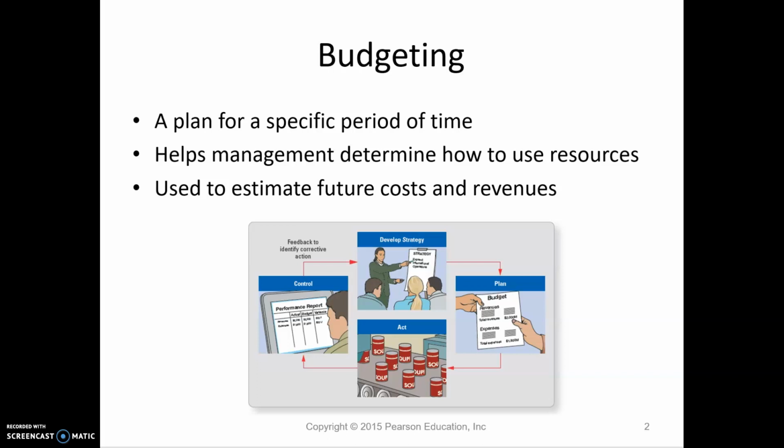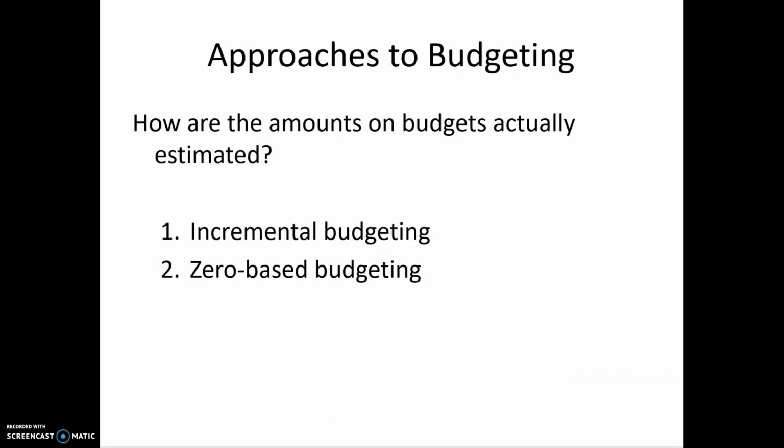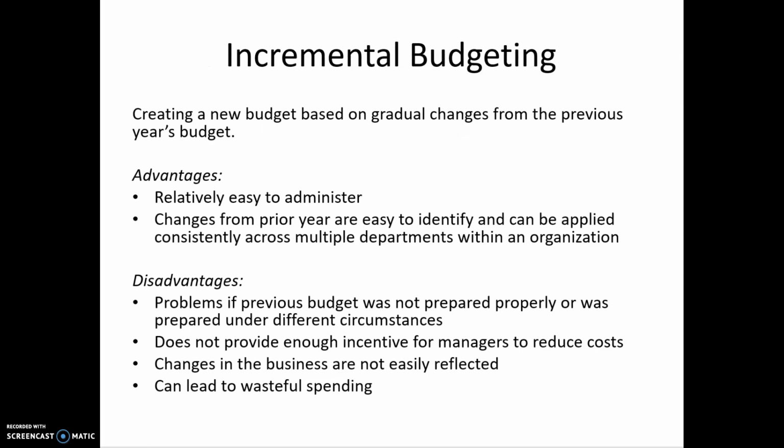They have to determine how they're going to use their resources, where the resources are going to come from. So we have to estimate our future costs and our future revenues. And we have 2 approaches to budgeting. One is incremental budgeting, the other is zero-based budgeting. Incremental budgeting is pretty commonly used. We create a new budget based on changes from last year's budget. So it's pretty easy to do an incremental budget. We can see the changes from the prior year, pretty easy to identify.